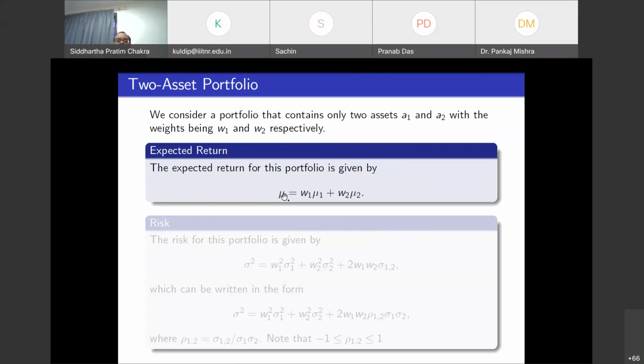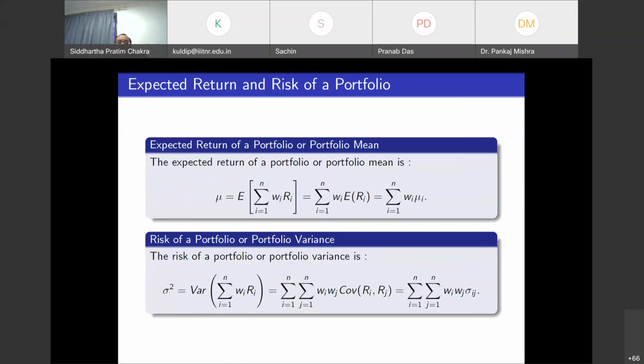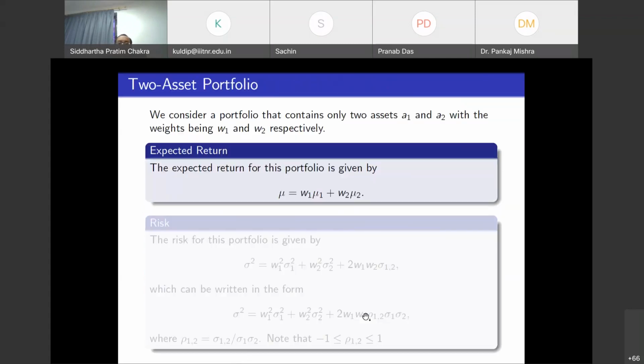Then what is going to be the expected return of this portfolio? Remember that the expected return of the portfolio is W1 mu1 plus W2 mu2. So I'm just making use of this formula for the expected return and this for the variance. The expected return is given by this formula, where mu1 and mu2 are the expected returns for the first and the second asset.